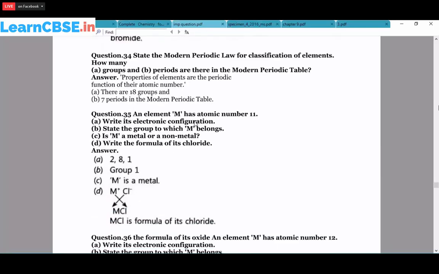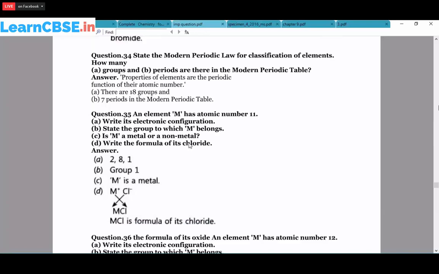Okay, next is the element with atomic number 11. Write its electronic configuration. 11 means it is 2, 8, 1. State the group it belongs to. As it has 1 electron in the outermost shell, it is in group 1. Is M a metal or a non-metal? It has 1 electron, so it can easily lose 1 electron instead of gaining 7 electrons in the outermost shell. So it is a metal.